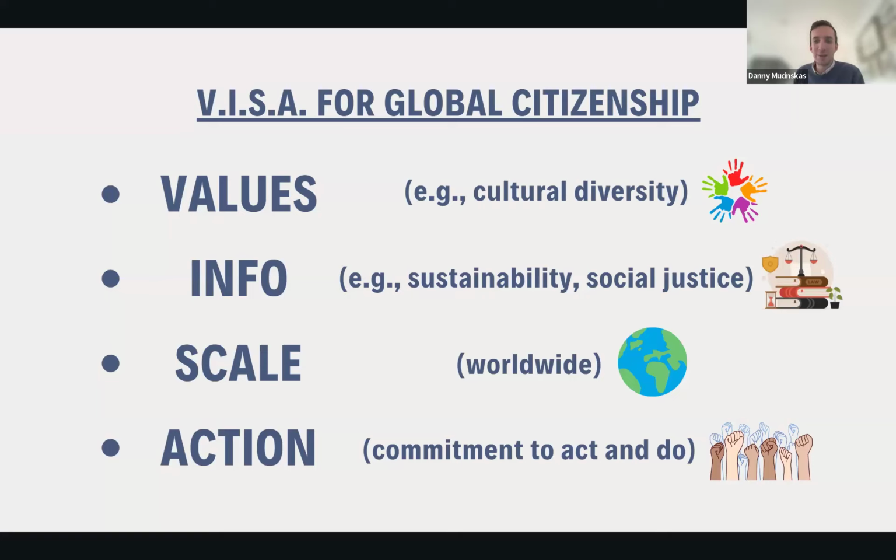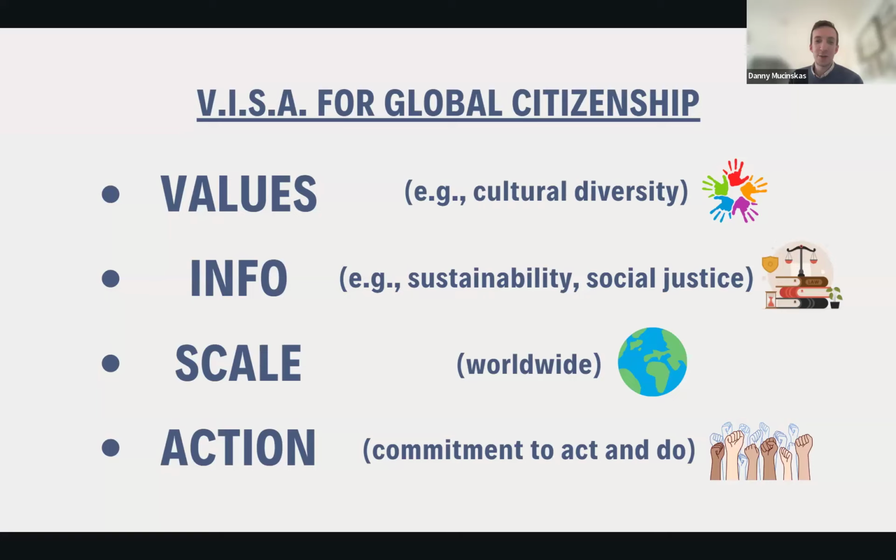So, what does global citizenship involve? It involves, first of all, a commitment to certain values like cultural diversity, an openness to learning, perhaps. It involves information, or this could also be considered as issues as the word. So, a focus on particular topics like sustainability or social justice that are particularly important, challenges that we are facing as a world, but also in local ways. It involves a scale, so a knowledge of and an awareness of the worldwide nature of a lot of these issues. That's the global piece.